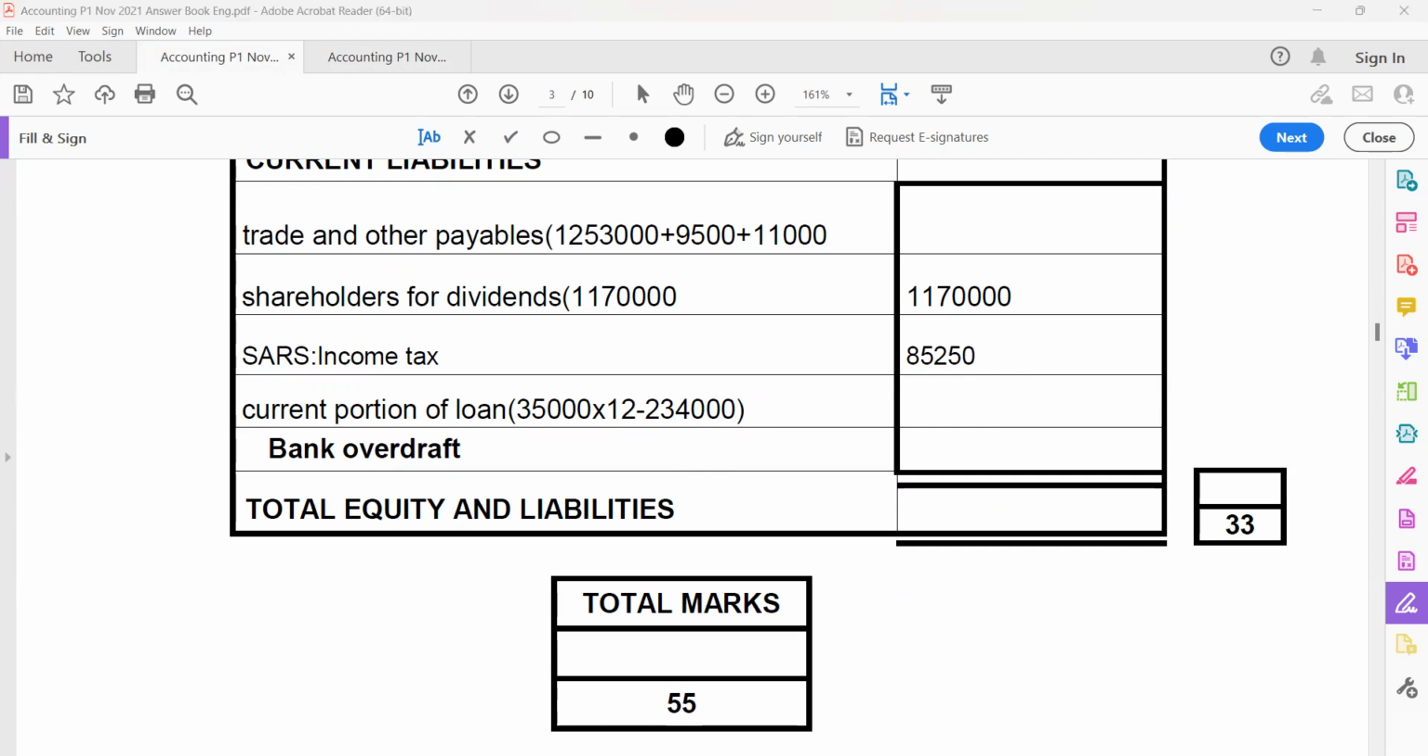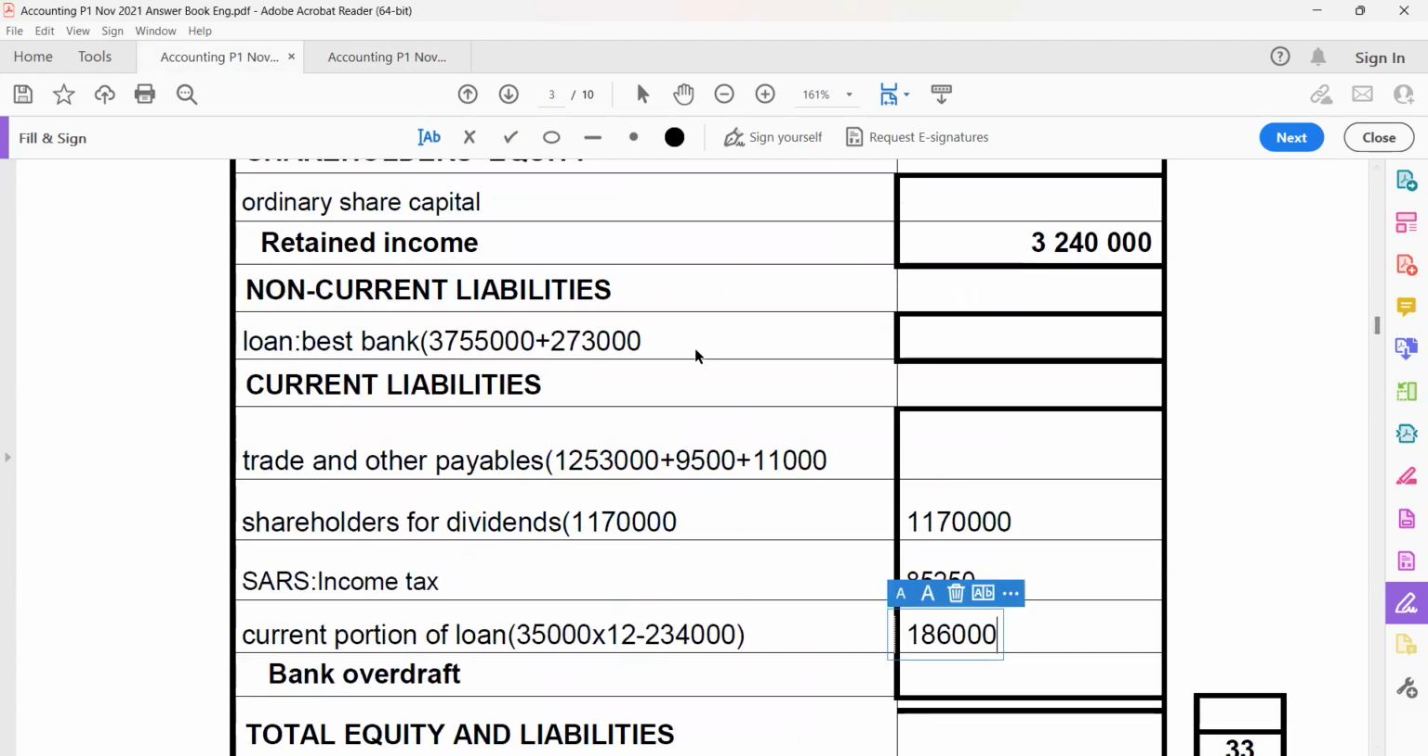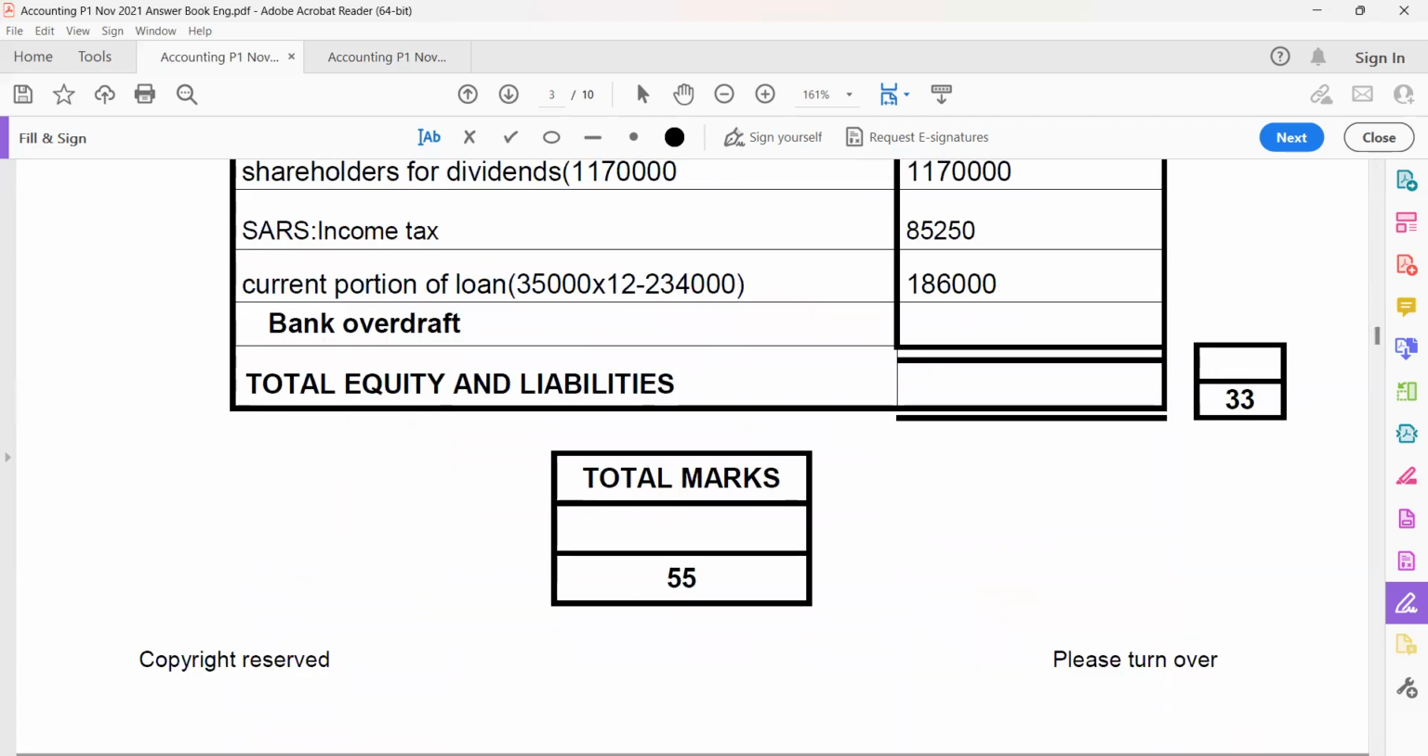So you say 35,000 times 12 minus 234,000. Because remember, we focus on the next 12 months. Usually, if the interest stays the same each year, you can use the current year's interest as a guide for what it'll be next year. But now they're specifically telling you that it's different. So that means the current portion is 186,000. And then you go to the non-current portion and you take it out there. And just total that. And then the current portion of the loan we have. Okay.